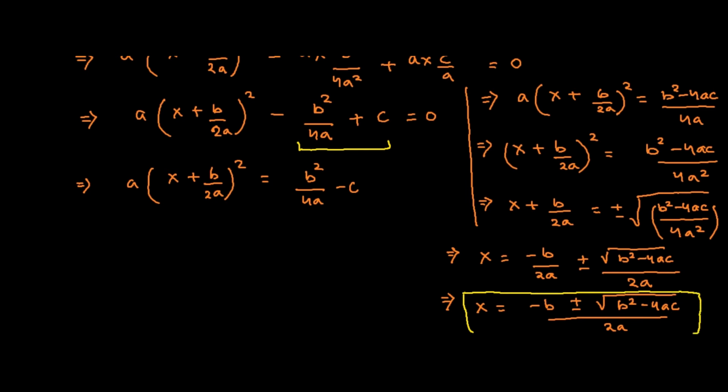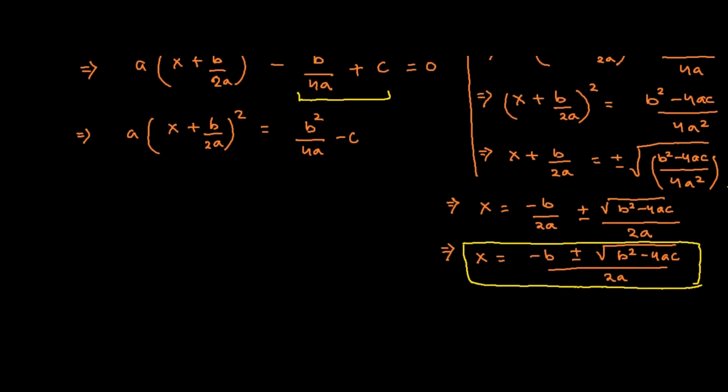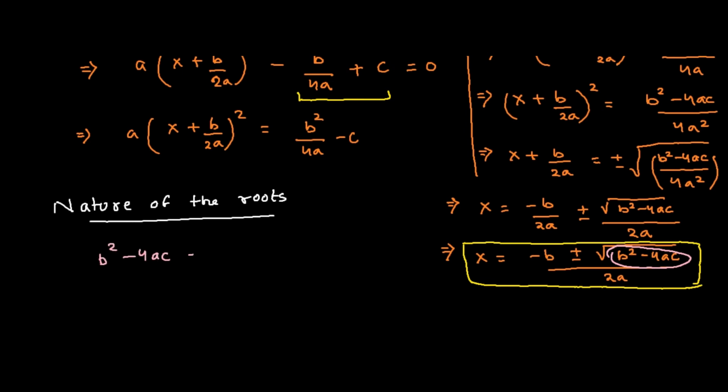Alright, now we can obtain the nature of the roots out of this quadratic formula. So let's see how do you obtain the nature of the roots. So we will write nature of the roots. So the nature of the roots depends on the value that is inside the square root. So we will say this value inside the square root, that is b square minus 4ac, is known as discriminant, and it's denoted by letter D, or we can say delta.